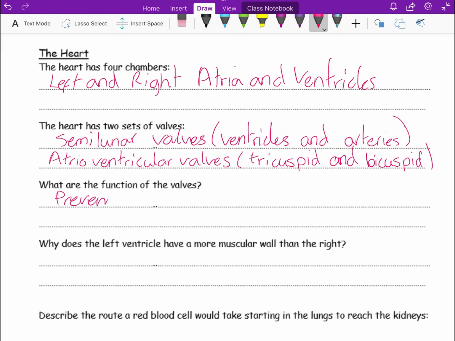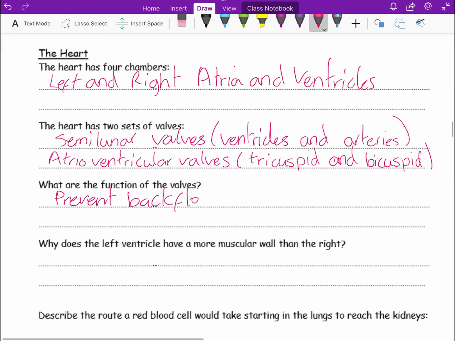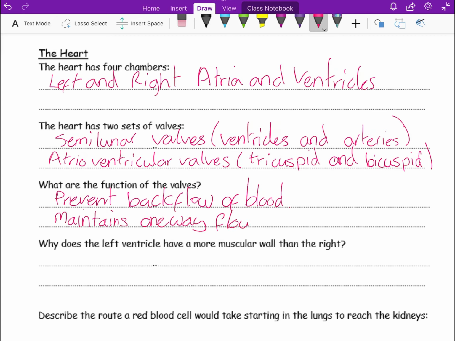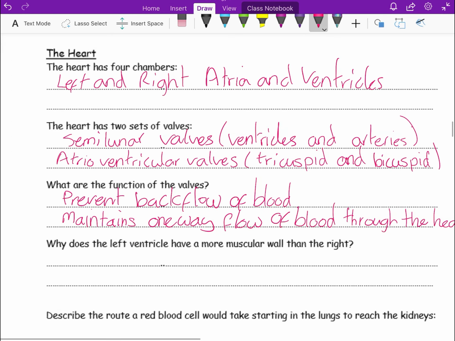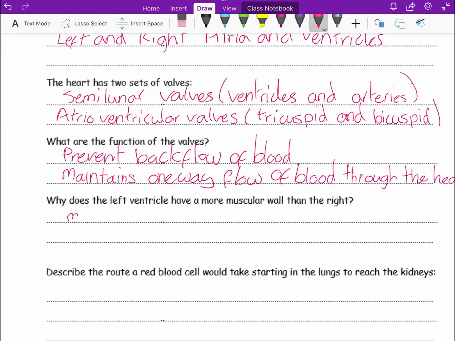The function of all valves in the heart is to prevent backflow of blood. The only difference between the semilunar valves and the atrioventricular valves is just where the blood could backflow from and where the blood could be backflowing to. So whether it's preventing backflow from the ventricles back into the atria, or whether it's preventing backflow from the artery back into the ventricles, it's all about maintaining a one-way flow of blood through the heart so that blood always flows in one direction through the heart. In from the vein to the atria, into the ventricle, and then out through the arteries on both sides, always going in that same direction.